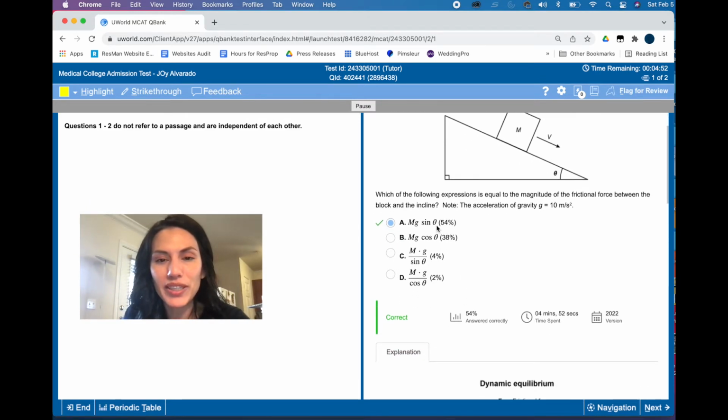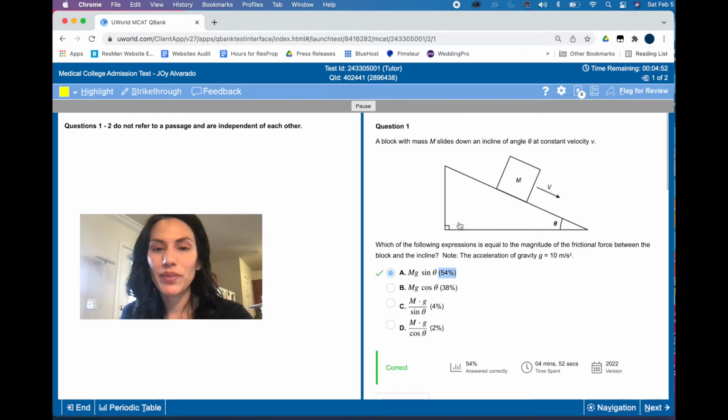Anyway, you can see these percentages here are the percentages of people who have tried this question and selected these answers. So only 54% of the people who attempted this question have actually gotten it right. Now, just because I got the question right does not mean that I know why I got it right. You clearly saw that. I did not know and I guessed.